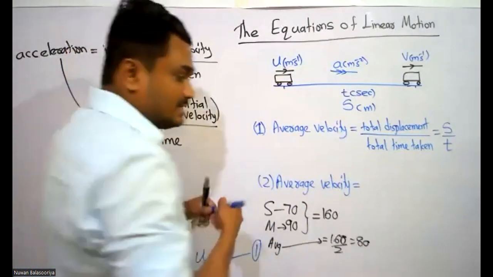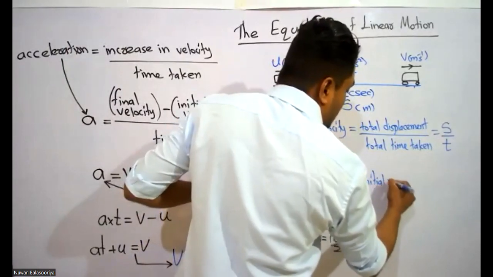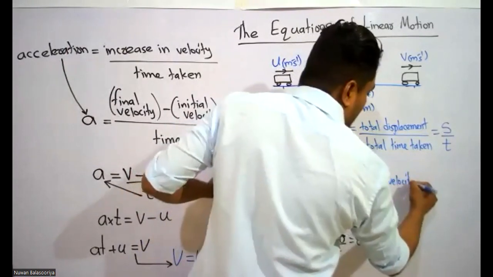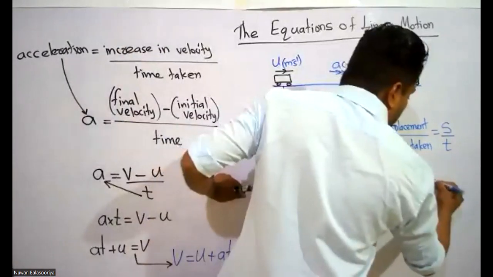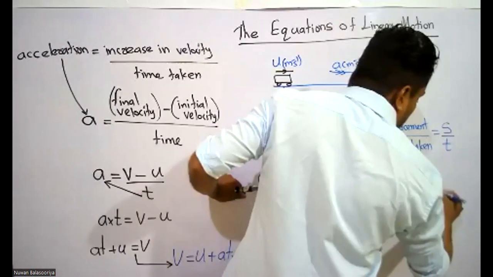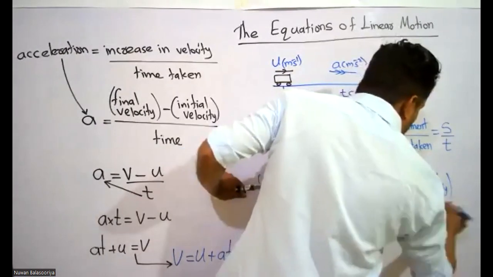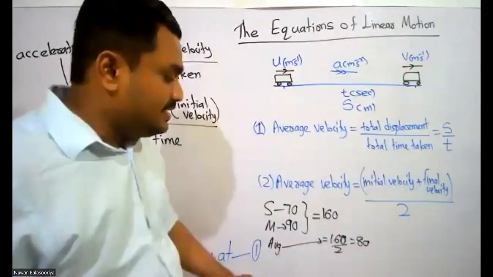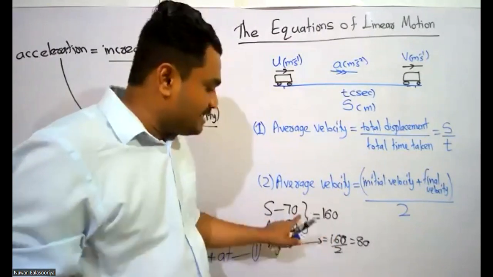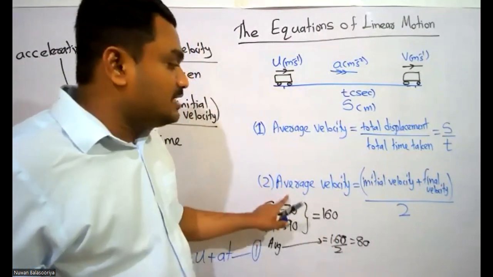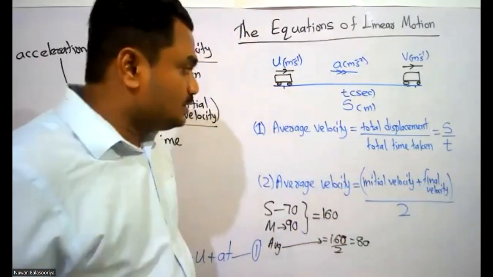Average velocity is the summation of initial velocity plus final velocity, divided by 2. Am I right here? 160 means 70 plus 90, like that. Average velocity means initial velocity plus final velocity divided by 2.